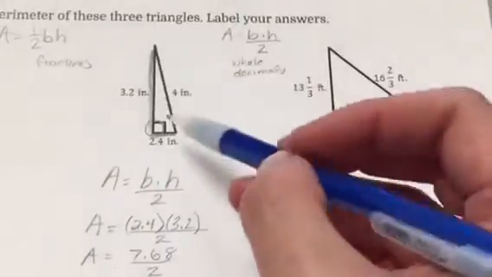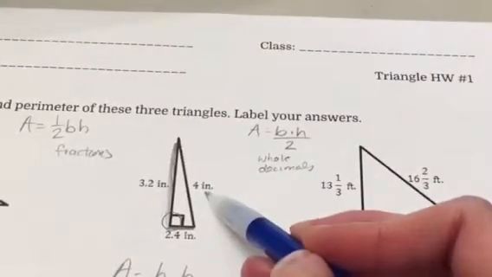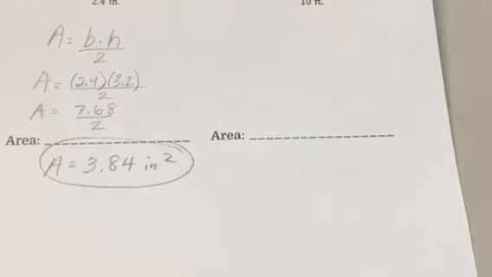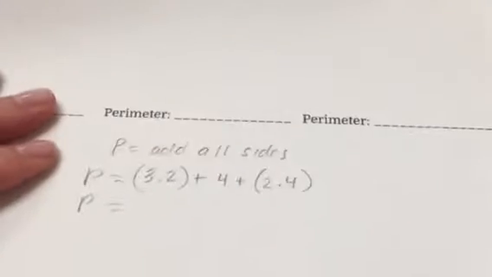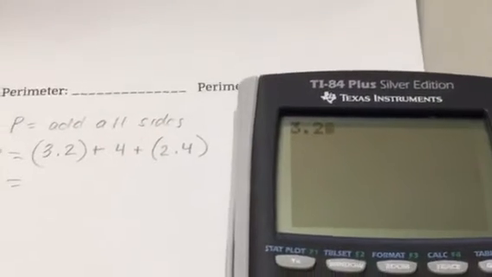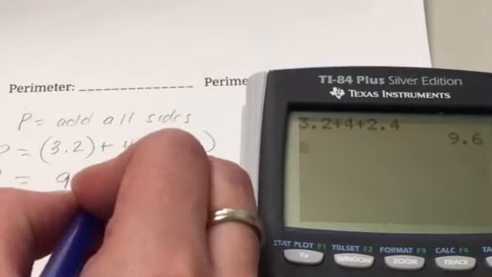Okay, so if I go back up to this triangle, one of the sides is 3.2. The other side is a 4, and the third side is 2.4. So I'm going to add 4 and add 2.4. Okay, so now if I go down here and I enter those in, I'm going to do 3.2 plus 4 plus 2.4, which will give me 9.6 inches.